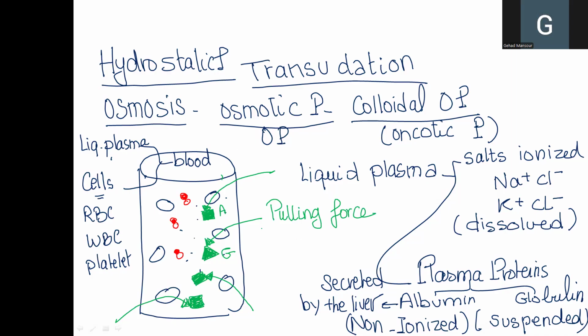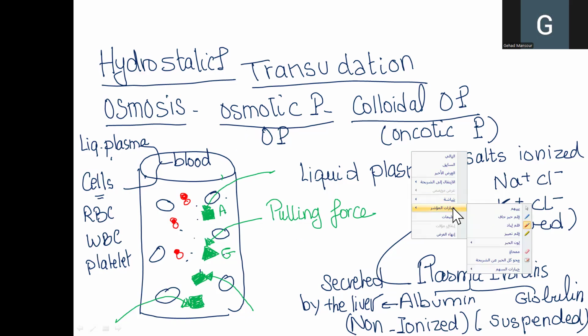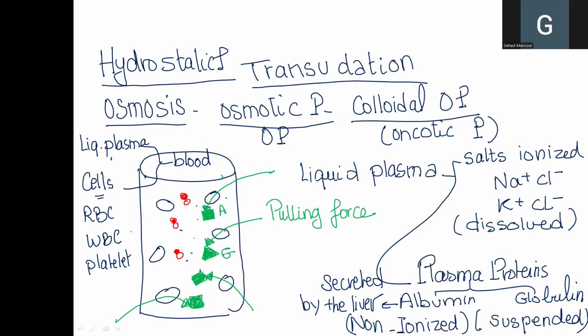Let's first draw the arrows that represent the pulling in of water by the molecules of sodium chloride. Similarly, the plasma proteins will pull water inside. So both of them are pulling inward. They pull water inward from where? From the fluid that surrounds the blood vessel, and that is called extracellular fluid.